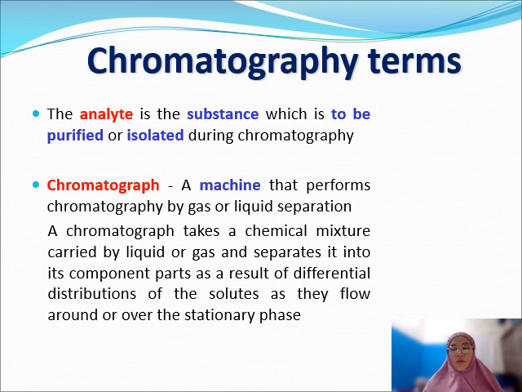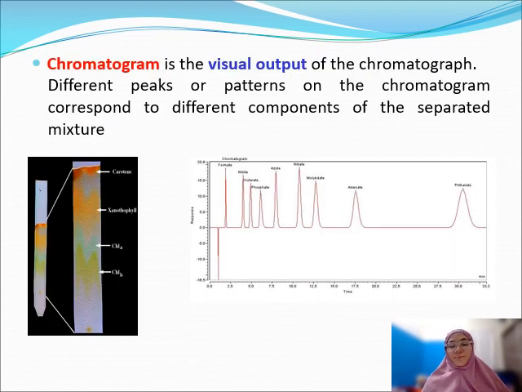Now the chromatography terms that you have to know. First is the analyte. Analyte is the compound yang you want to separate lah from the sample mixture. It's a substance which is to be purified or isolated during chromatography. Next is the chromatograph. Chromatograph is the machine yang di mana you run your sample mixture, yang ada mobile phases, yang ada stationary phases. The machine, it could be the HPLC, it could be the GC. That is known as chromatograph.